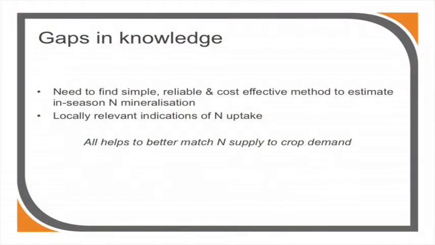So what have we got? We've got a handful of gaps in knowledge which we're looking to address with this project. One of them is around some new methods for looking at potential mineralisation and estimating how much we might be able to supply from mineralisation during the year. Understanding at a local level what's a relevant ability of that crop to uptake our fertilisers. And as I said, hopefully that contributes to enabling us to do what I said earlier, which is better match our supply to our demand.